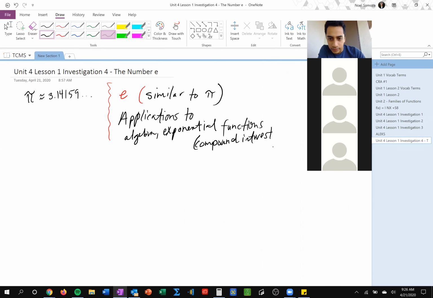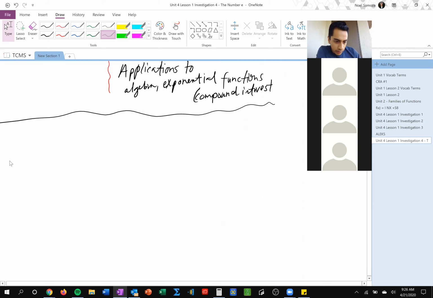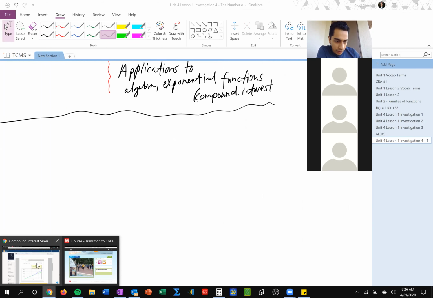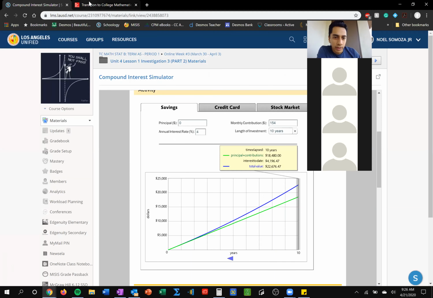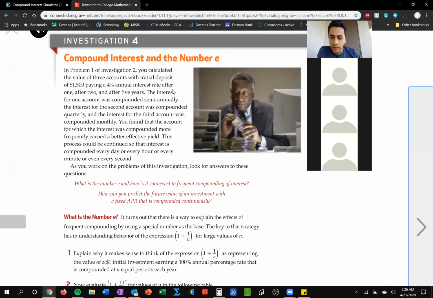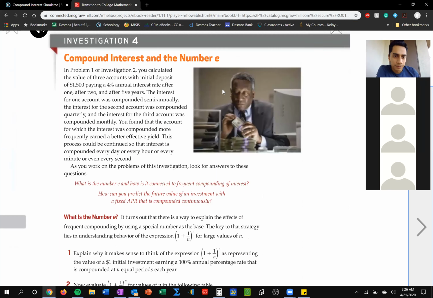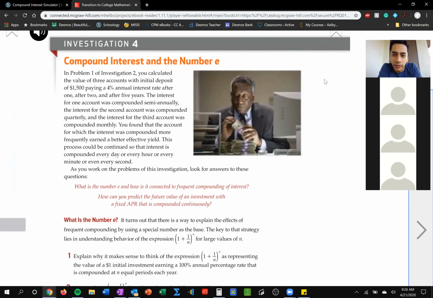All right, so that's just a quick little aside there. So let's go ahead and read the intro together. I'm going to read it with you, so we understand what's going on in these first few problems. Okay, so compound interest and the number E. There's a huge relationship there.